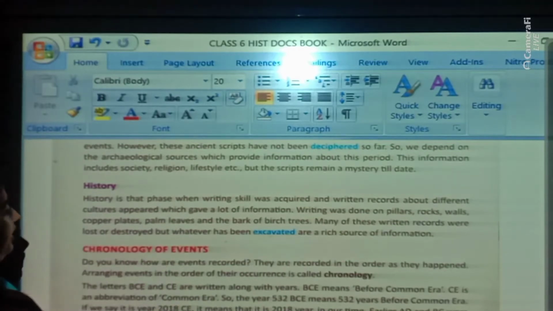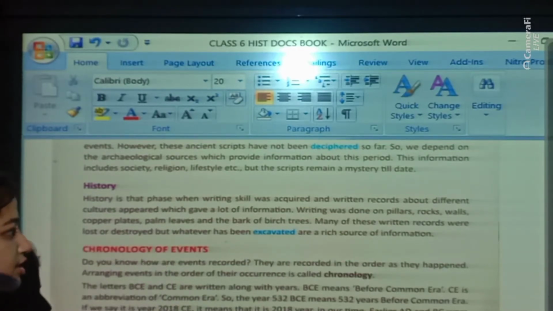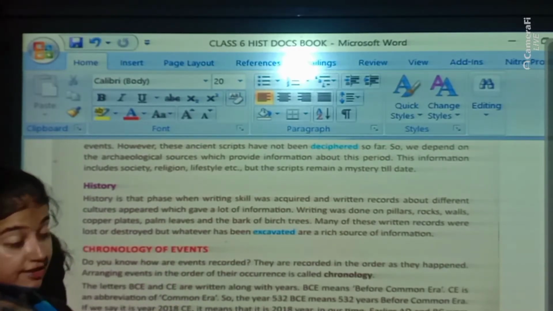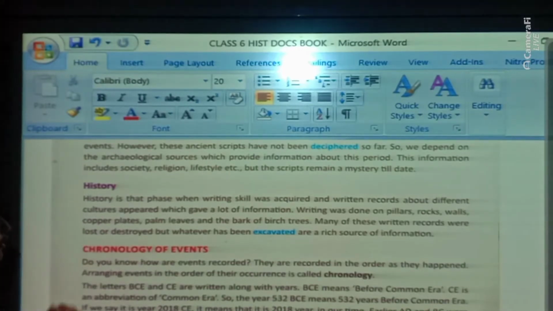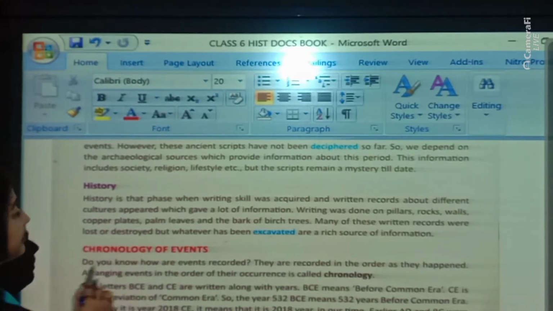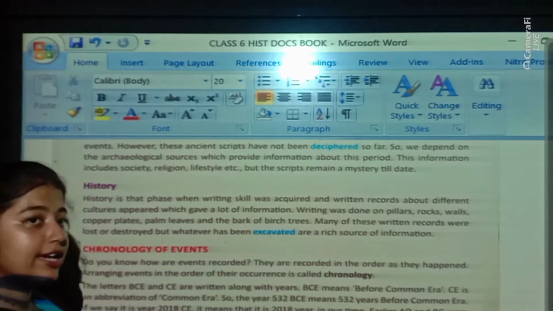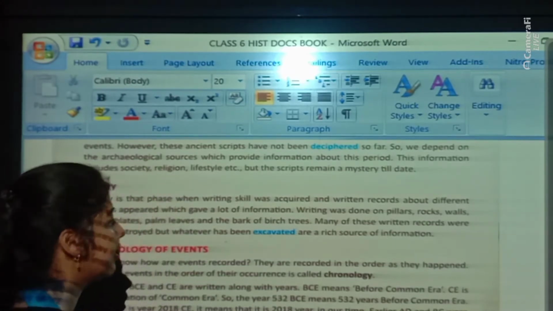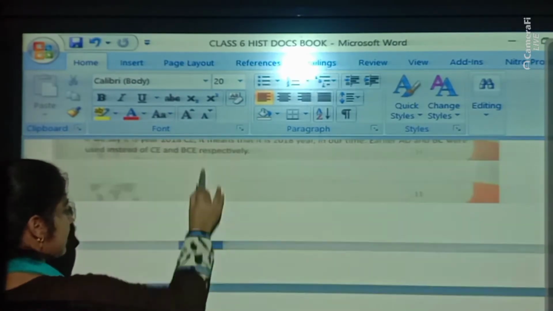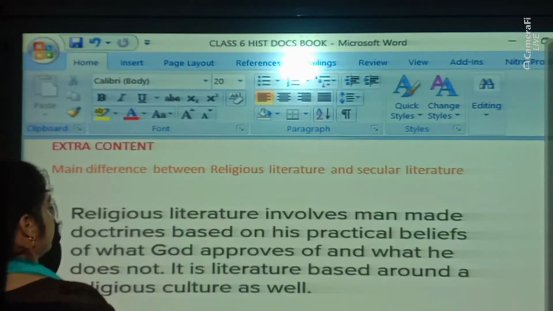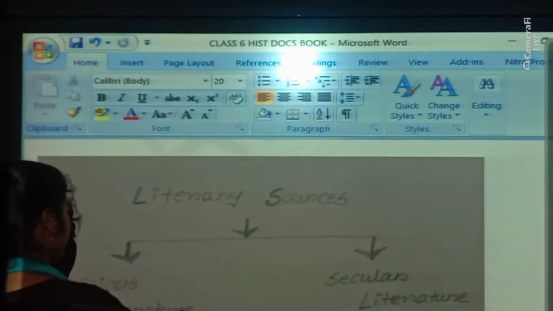Now, the chronology of events. What is basically the chronology of events? But before getting into the chronology of events, we have to simplify our prehistory, protohistory and history in a simple manner. So just have a look for the extra content.